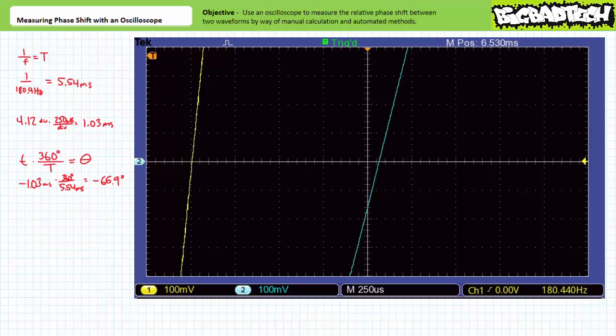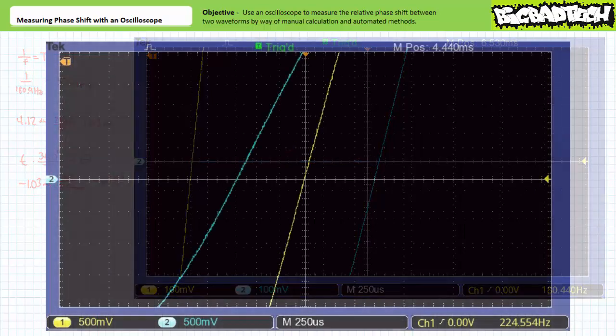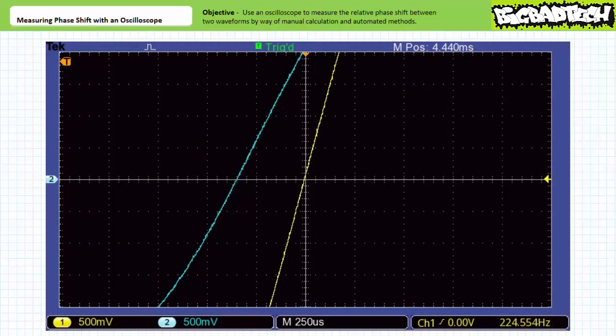This time shift correlates to a relative phase shift of 1.03 milliseconds times 360 degrees divided by 5.54 milliseconds, or negative 66.9 degrees. It can be said that this blue waveform lags the yellow waveform by 66.9 degrees. Finally, here's our third illustrated example problem.